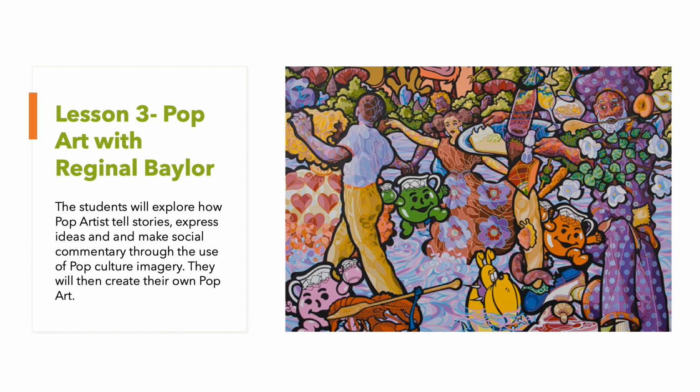Lesson 3, Pop Art with Reginald Baylor. After street art, we segue into the next lesson in our unit on contemporary art, pop art. The lesson is focused on African American artist from Milwaukee named Reginald Baylor. We use Baylor's colorful, bold images to explore how the artist uses popular imagery to express ideas, self, and to address social issues such as the topic of race and American standards of beauty.